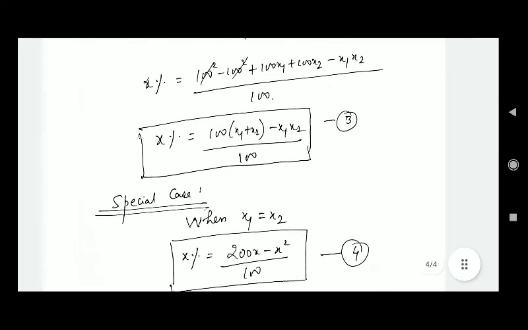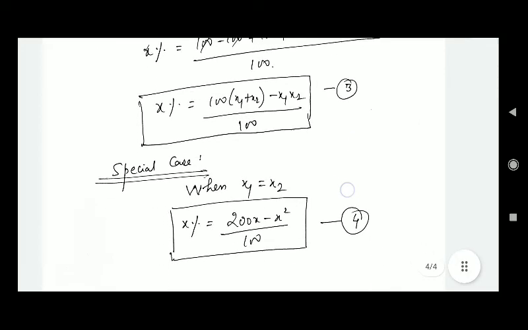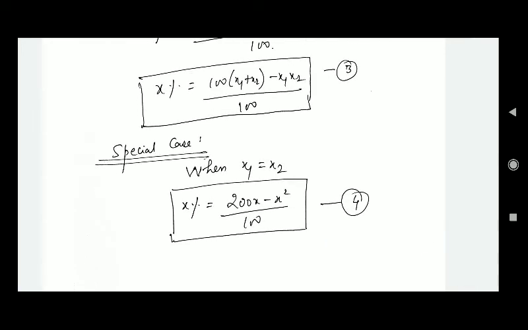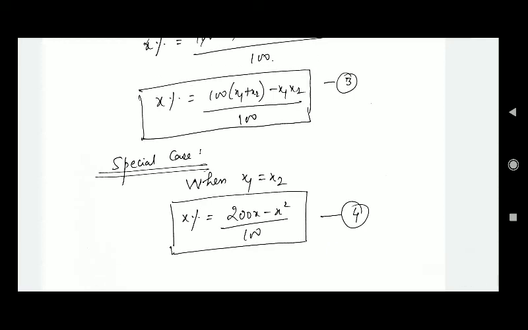Now considering a special case wherein x1 equal to x2, the equation number 3 gets modified to x percentage equal to (200x minus x square) by 100. So all these equations, namely equations 1, 2, 3 and 4 will be more than useful for all the competitive exams.